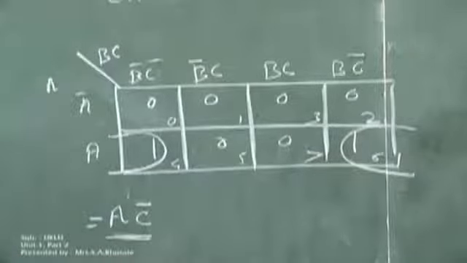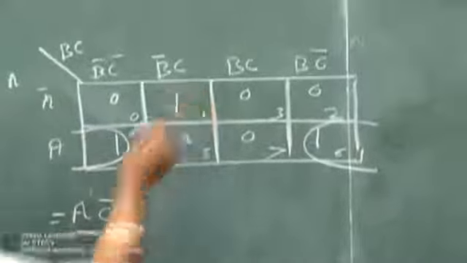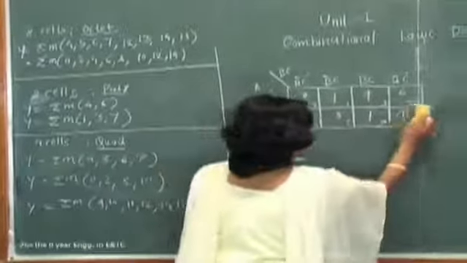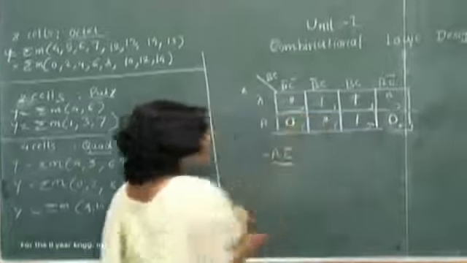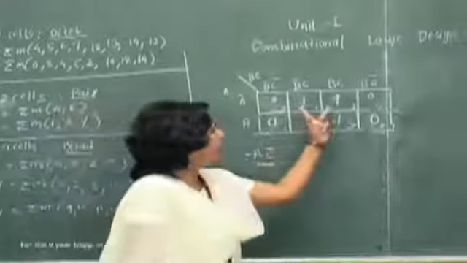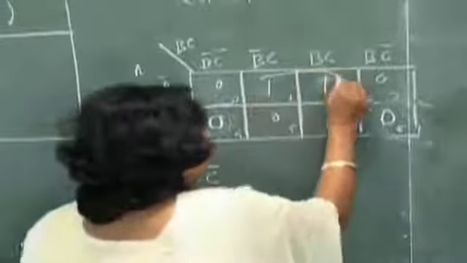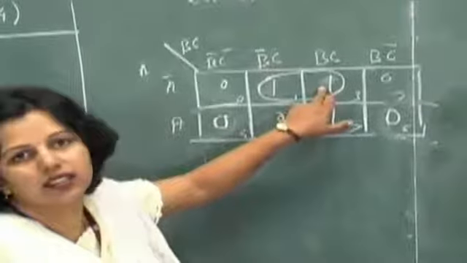I'll take one more case here. Summation m 1, 3, 7. So at 1, the term is 1. Then again at 3 and at 7. The remaining are all 0. Now if you see here, there are these 2 adjacent ones and these 2 adjacent ones. So I can couple this pair. Now this one is left, which can again be paired with this one.